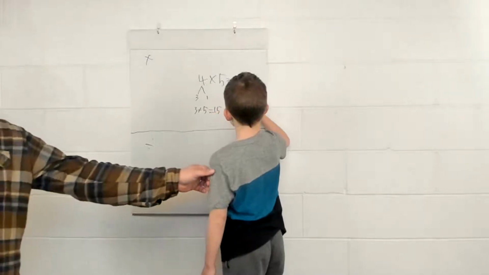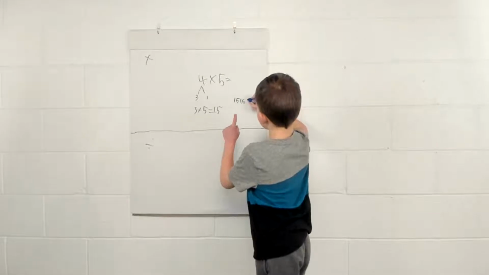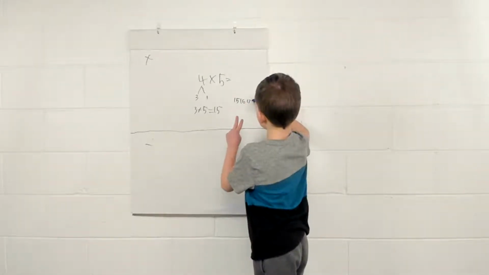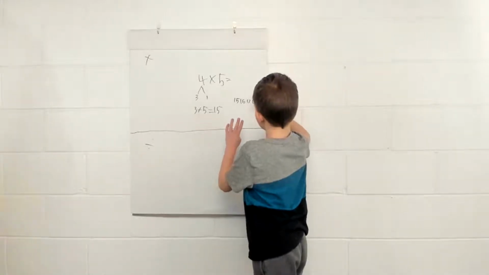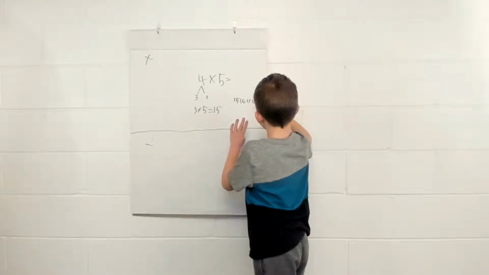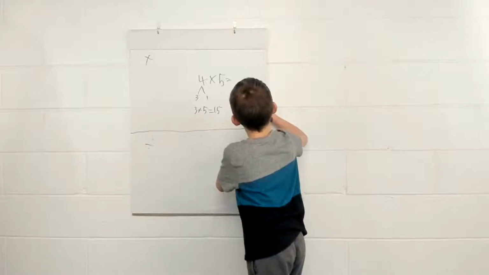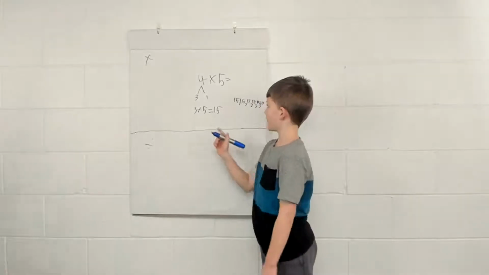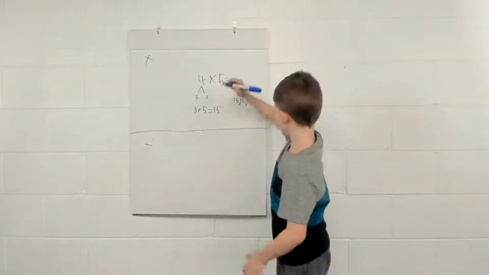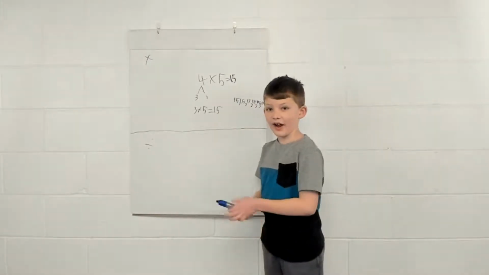15. 16. Good job. 17. 18. 19. 20. Now that is 5 more than 15. So we know this equals 20. Now that was easy.